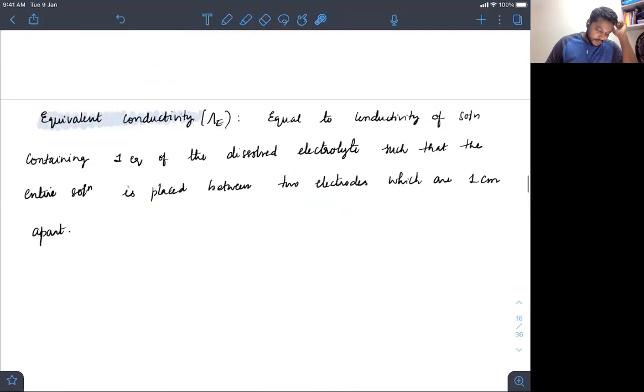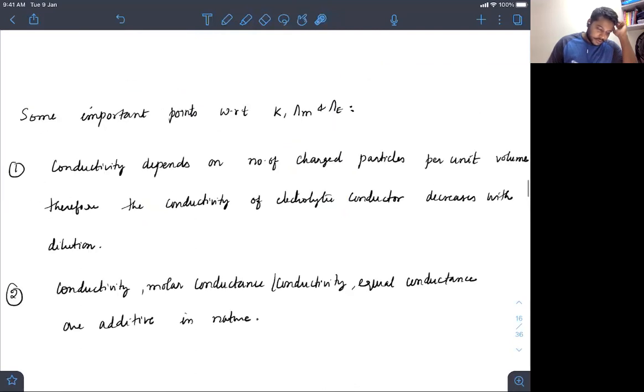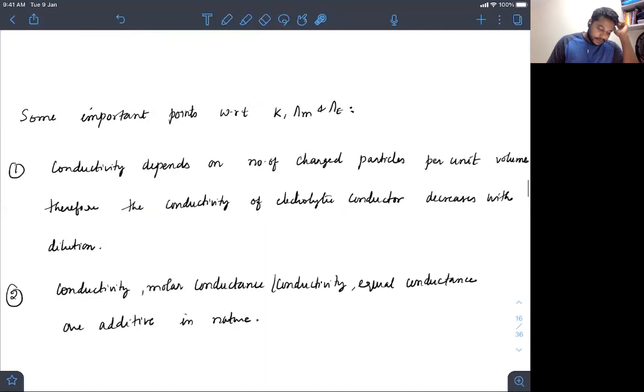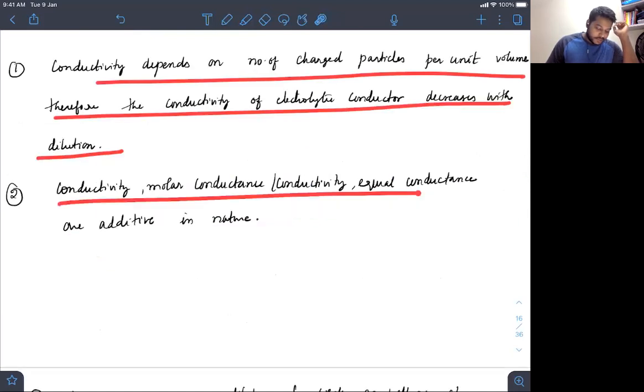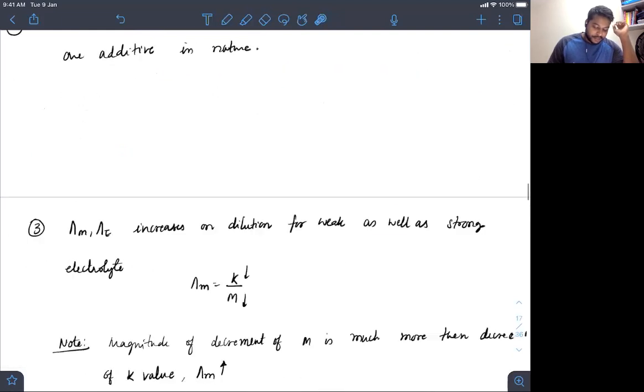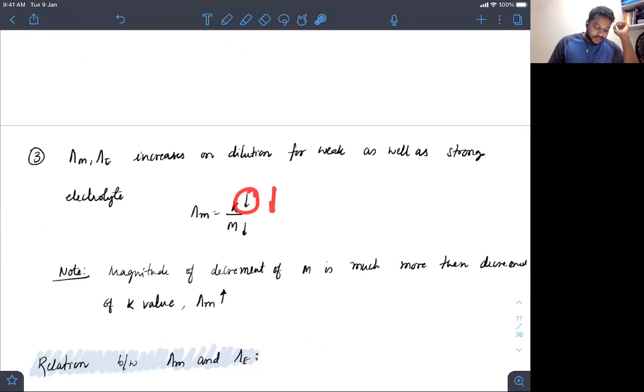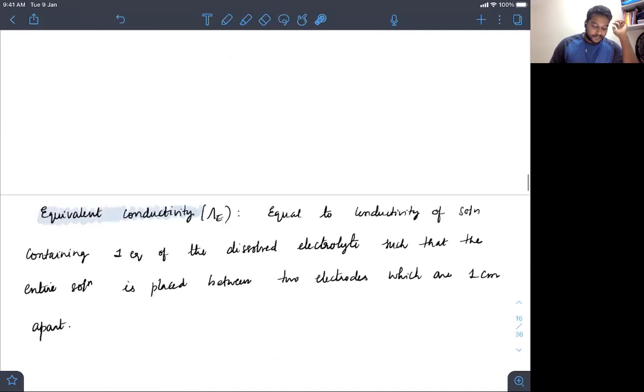डिपेंड्स अपॉन, हाँ इधर लिखा है देखो, conductivity depends upon number of charged particles per unit volume. Therefore, the conductivity decreases with dilution. ठीक है, molar conductance is an additive nature. देखो यहाँ पे लिखा है kappa is decreasing on dilution, दोनों decrease हो रहे हैं, but the magnitude of decrement of lambda m is much more than the decrement of kappa. That is why lambda m is overall increasing. ठीक है बेटा. Okay, sir.